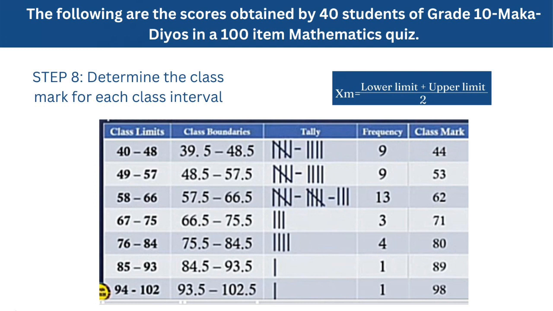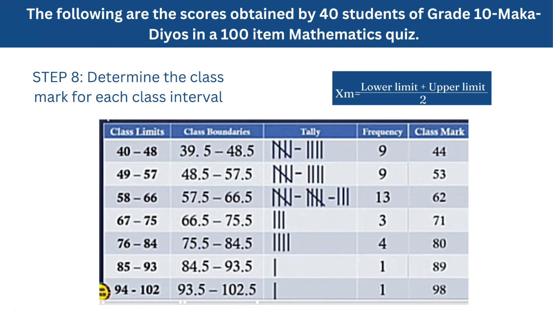Finally, for step 8, determine the class mark for each class interval. As you can see in the upper part of the table, there is the guide that we need to use to get the class mark. Just lower limit plus upper limit, then divided by 2, and the result is our class mark. So first is 40 plus 48, then divided by 2. The result would be 44. So that would be the class mark.